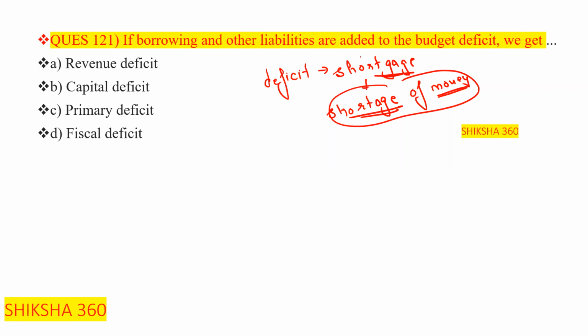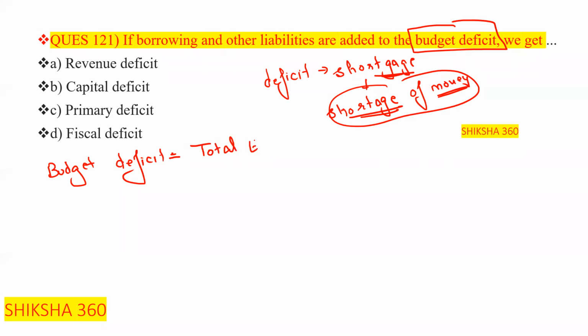And here they are saying that if borrowings and other liabilities are added to the budget deficit. First of all, I will tell you what is budget deficit. Budget deficit is equal to total expenditure minus total liabilities.